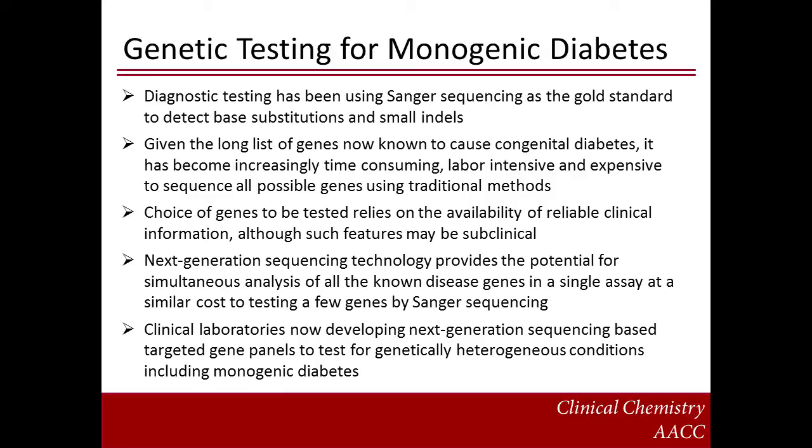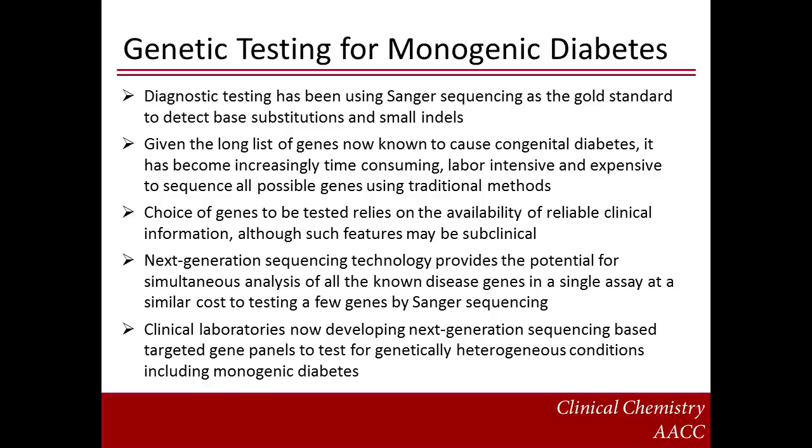Current diagnostic testing has been using Sanger sequencing as the gold standard to detect base substitutions and small indels. However, given the long list of genes now known to cause congenital diabetes, it has become increasingly time-consuming, labor-intensive, and expensive to sequence all possible genes using traditional methods. Furthermore, the choice of genes to be tested using this approach relies on the availability of reliable and comprehensive phenotypic information, although such features might be subclinical.